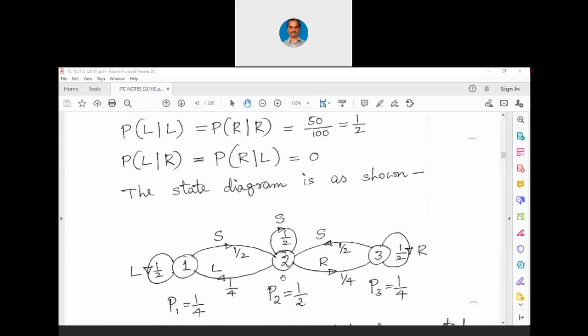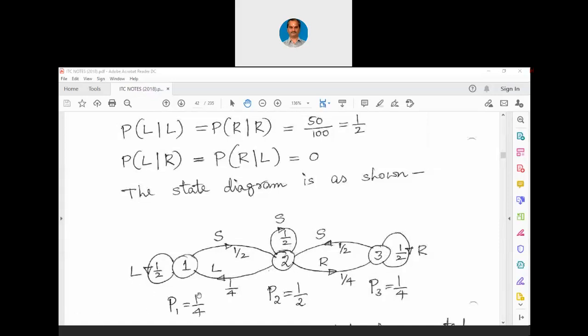State 1, state 2 and state 3. Left has probability half. From state 1 to state 2 it can go, that means left to straight, and again in state 2 it can continue straight, and from state 2 to state 3 it can move right. Again in state 3 it can continue right, or it can come back to straight, and from state 2 it can come back to state 1 by means of a left turn. And all these are already given now.